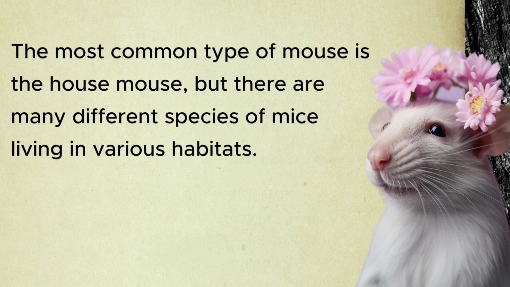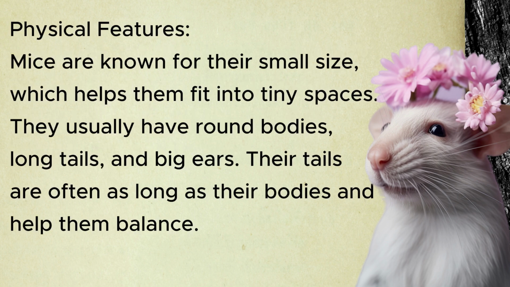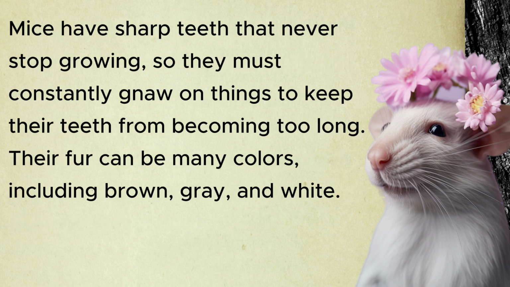various habitats. Physical features. Mice are known for their small size, which helps them fit into tiny spaces. They usually have round bodies, long tails, and big ears. Their tails are often as long as their bodies and help them balance. Mice have sharp teeth that never stop growing, so they must constantly gnaw on things to keep their teeth from becoming too long. Their fur can be many colors, including brown, gray, and white.